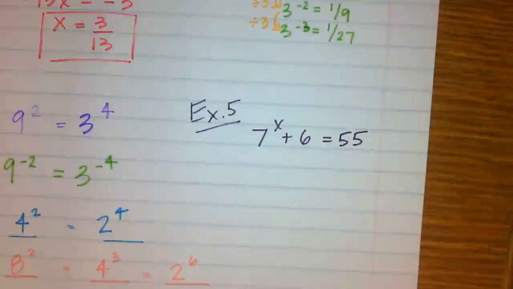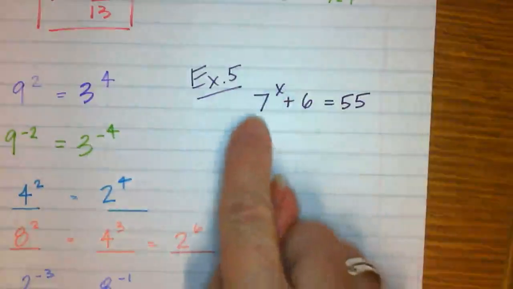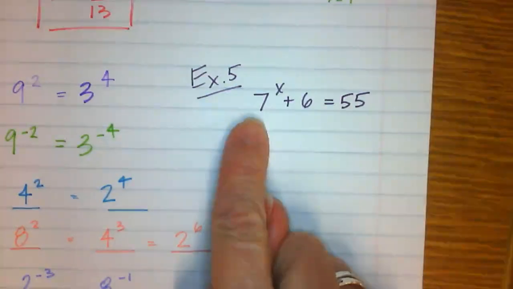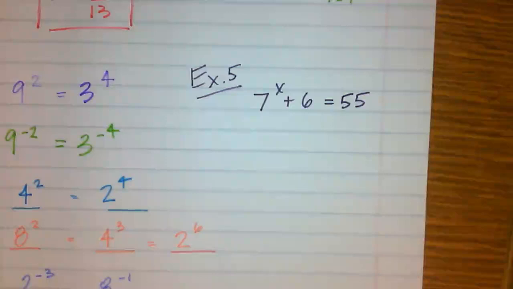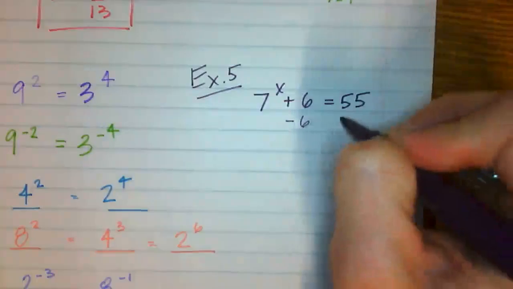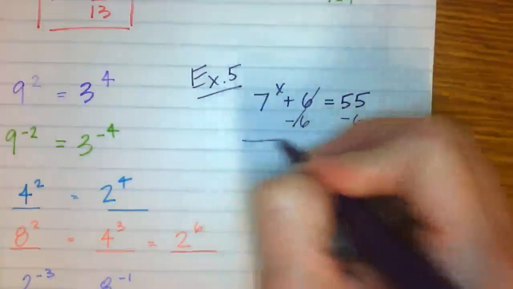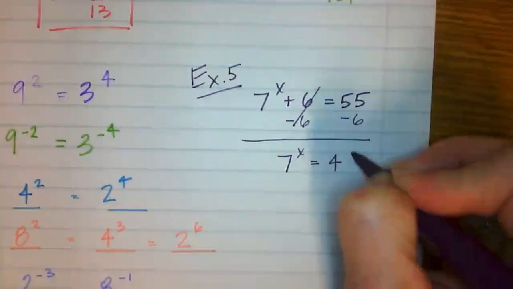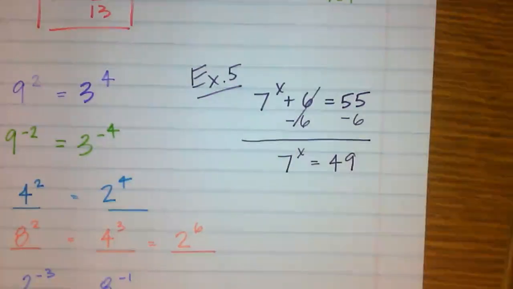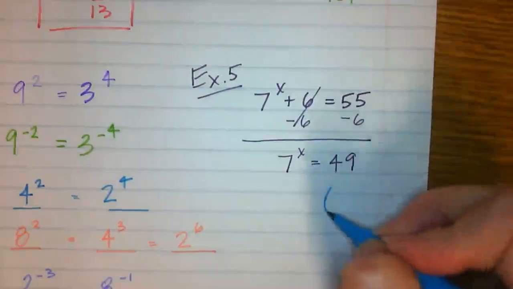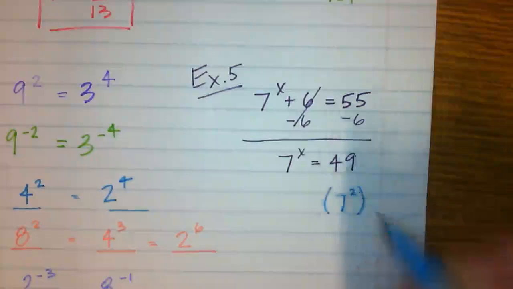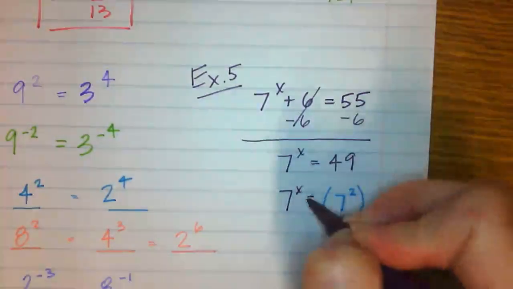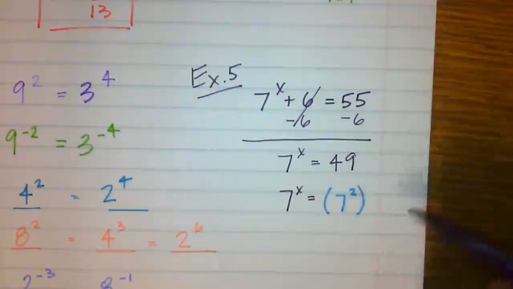All right, this one is a little different because the first thing that we need to do is isolate our term that has the exponent on it. So what that means is I need to get rid of this plus 6. So we can subtract 6 from both sides. That'll take care of that. So now we have 7 to the x equals 49. All right, so now I'm going to rewrite 49 as 7 squared. So now the equation is 7 to the x equals 7 squared.